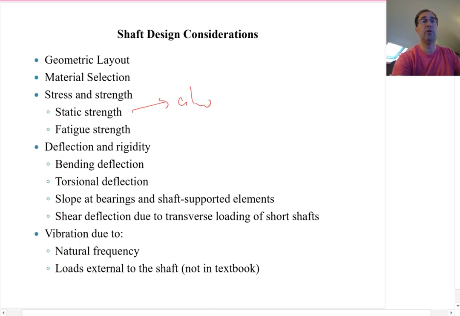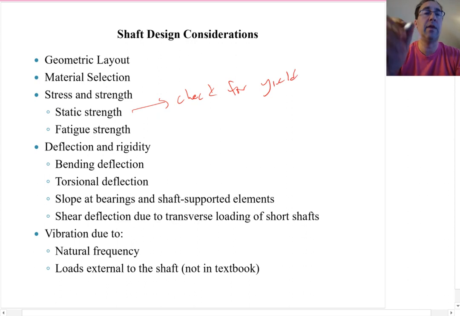So always check for yield. You always want to do that.